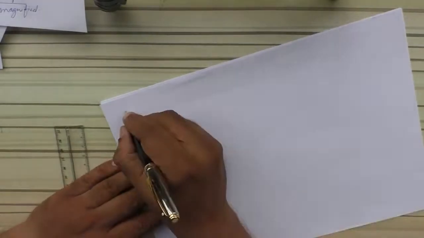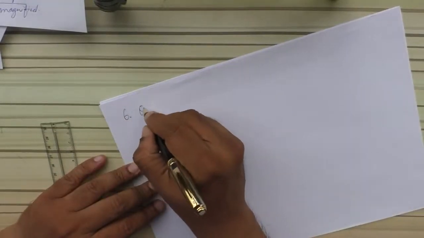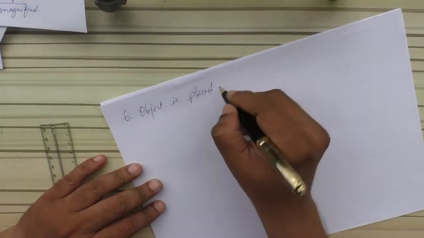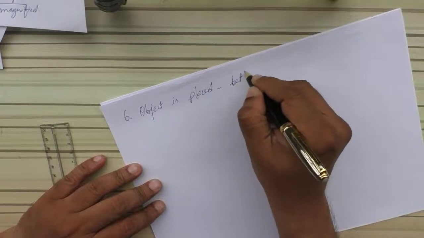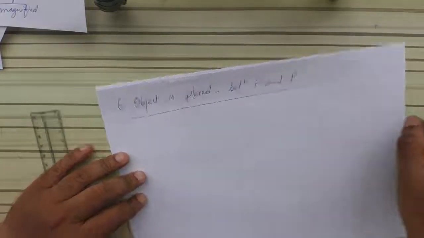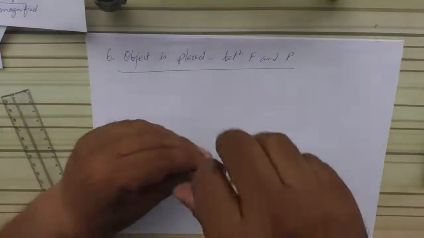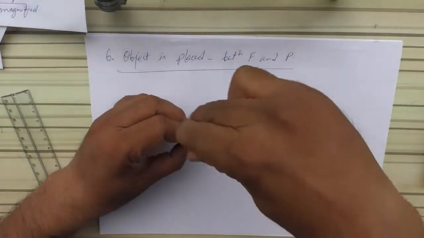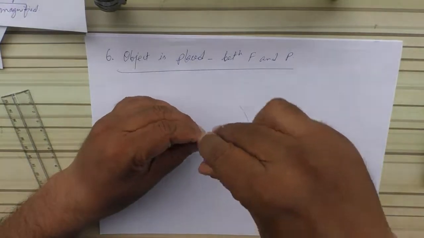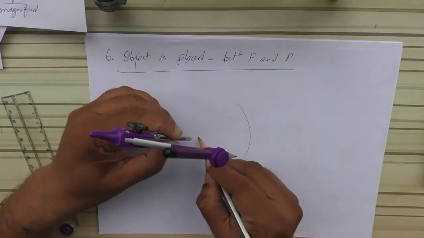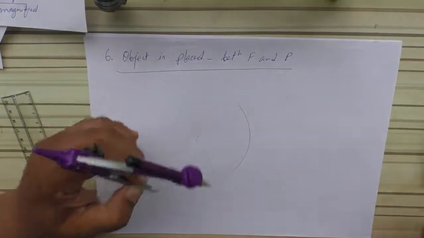The 6th one, where we know the position of the object. Object is placed between F and P. So we can draw the mirror using the compass. This is the concave mirror, and we can mark the center of curvature. This point is the center of curvature.